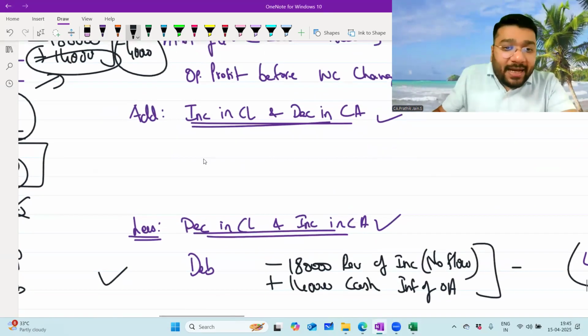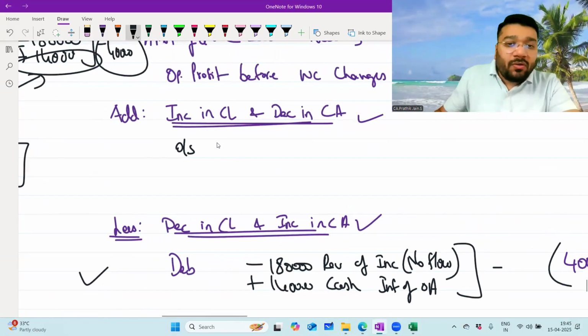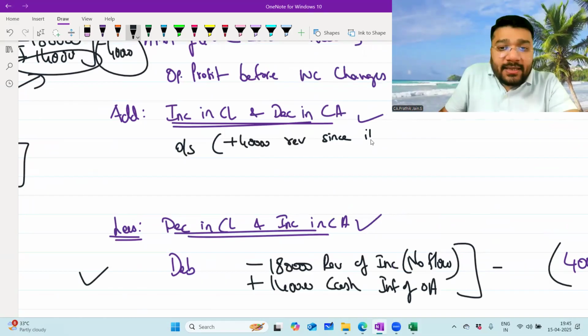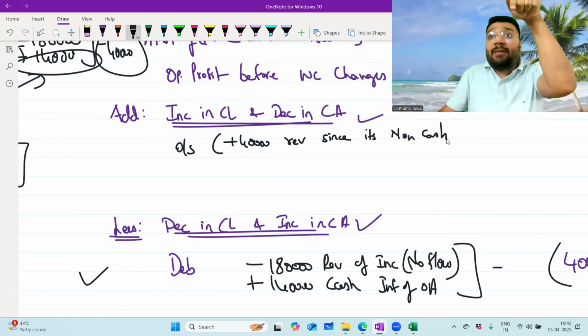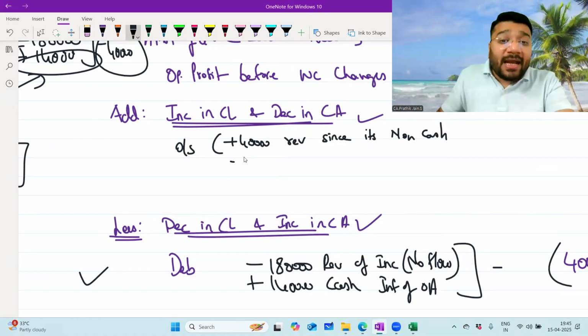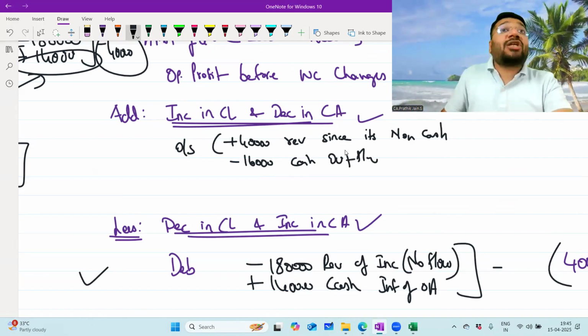So here, outstanding rent 40,000 added means reversed, since it is non-cash. I have not paid this 40,000. This is a current year expense incurred but money not paid. But it is subtracted in my net profit. So to cancel the subtraction, I have to add back. So 40,000 added. And 16,000 rupees is the cash outflow paid. Hence we have to minus it. Cash outflow we have to minus it.